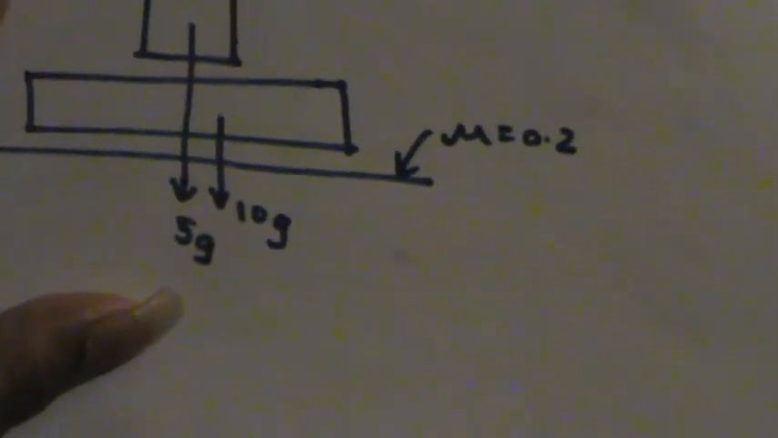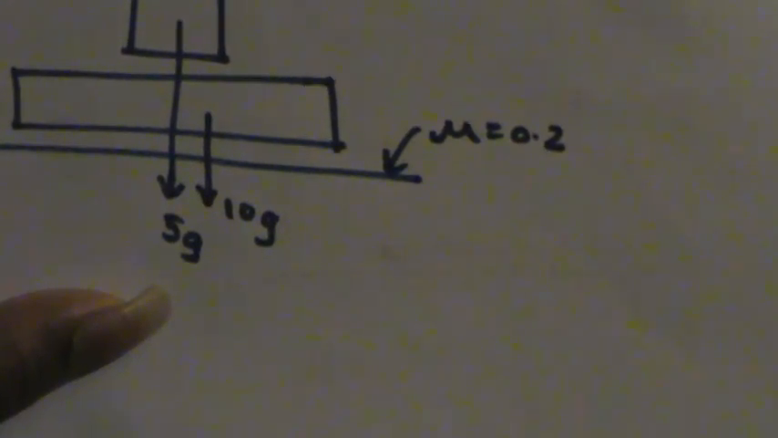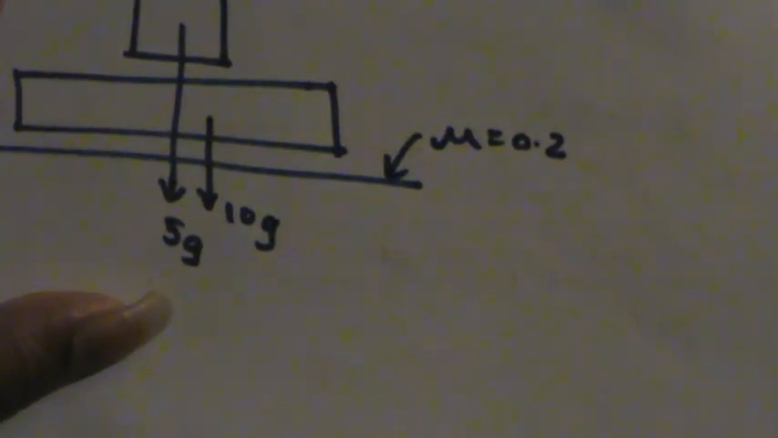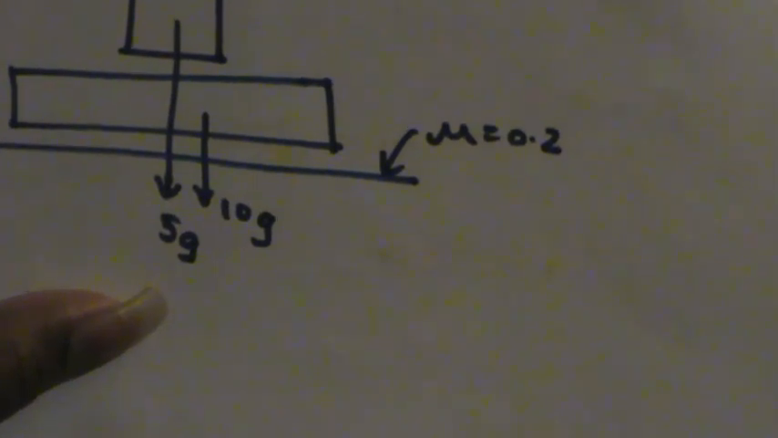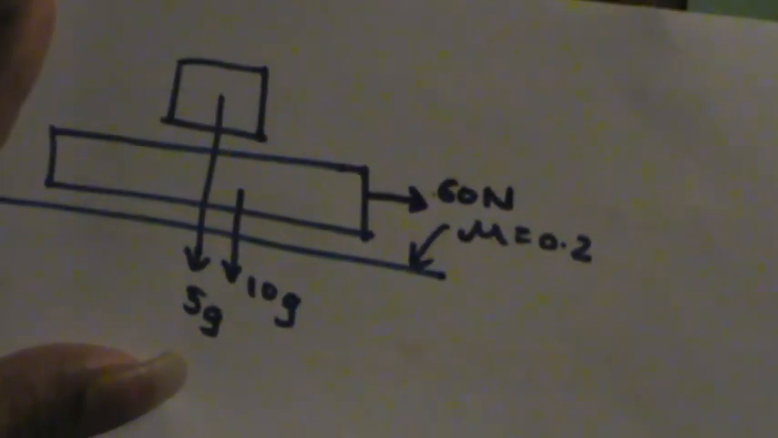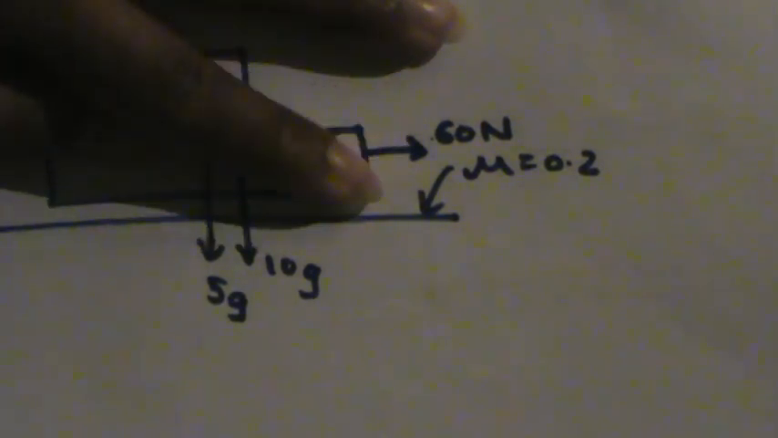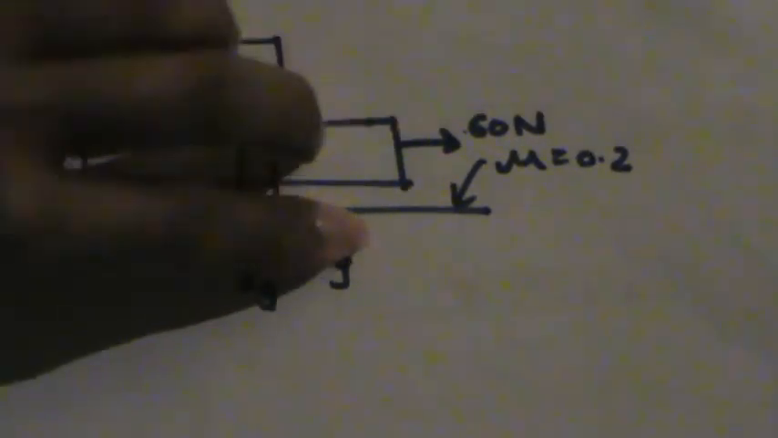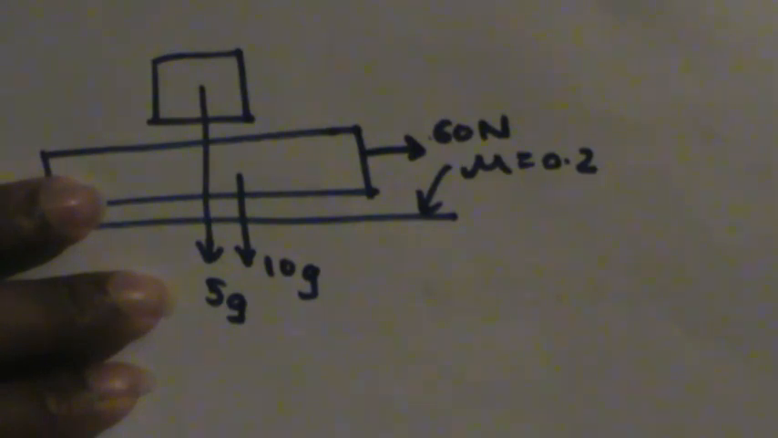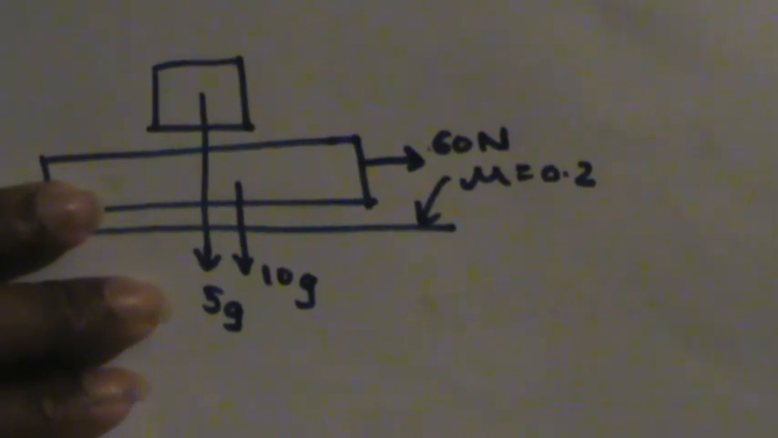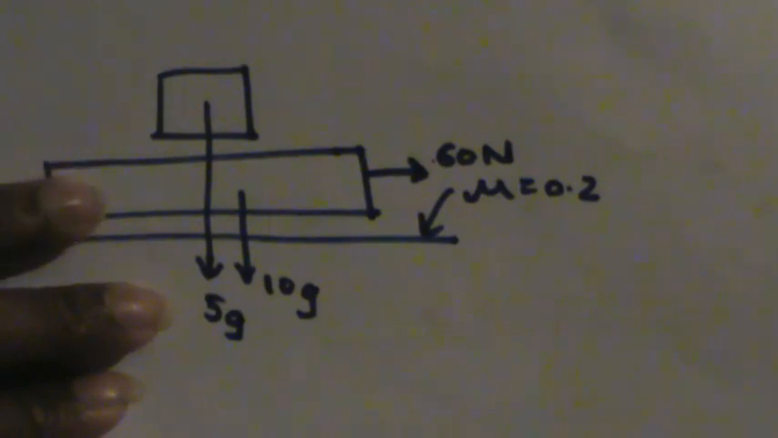So if I put a force of say 60 newtons, what happens to these two objects? Alright, let's find out. If I put a force of 60 newtons, there is no friction between the top object and the bottom object. So the top object is not dragged along by the bottom one. Alright, so for the bottom object.